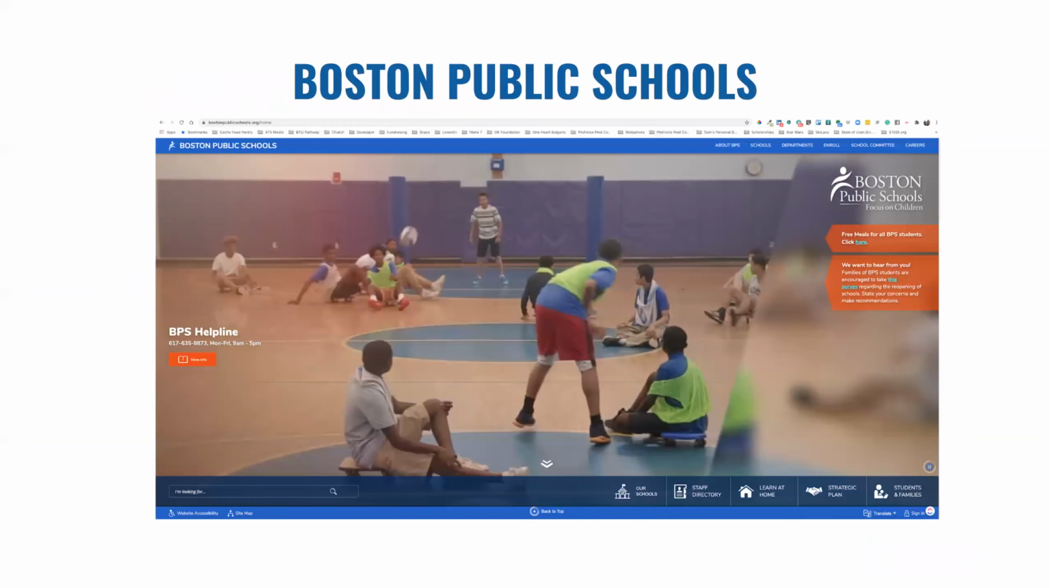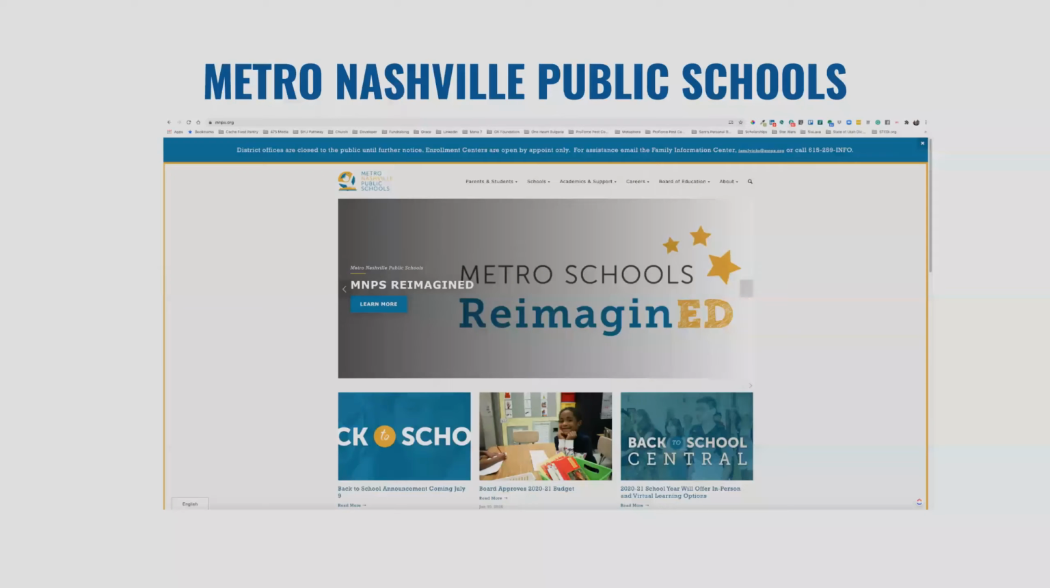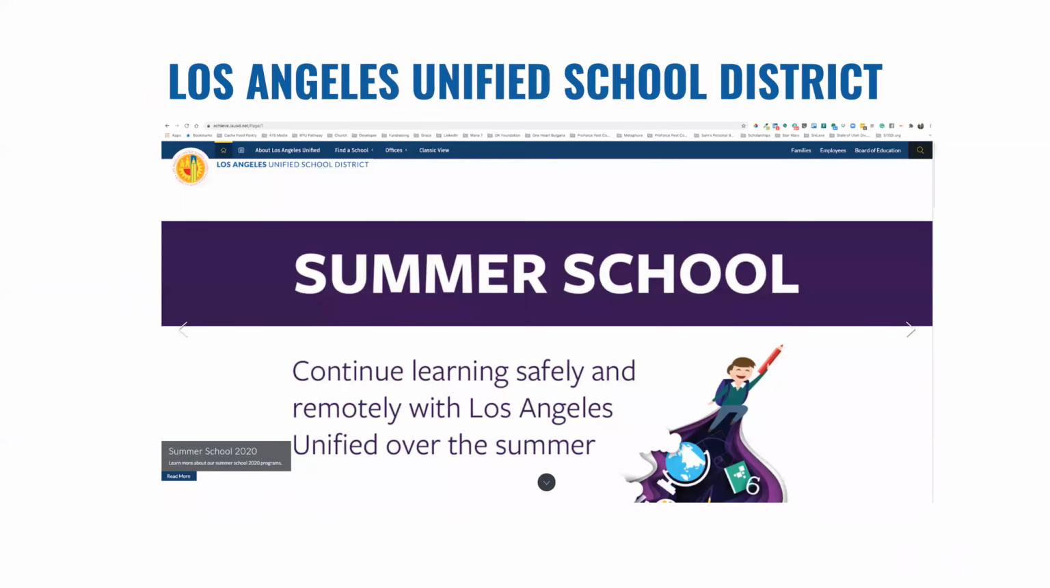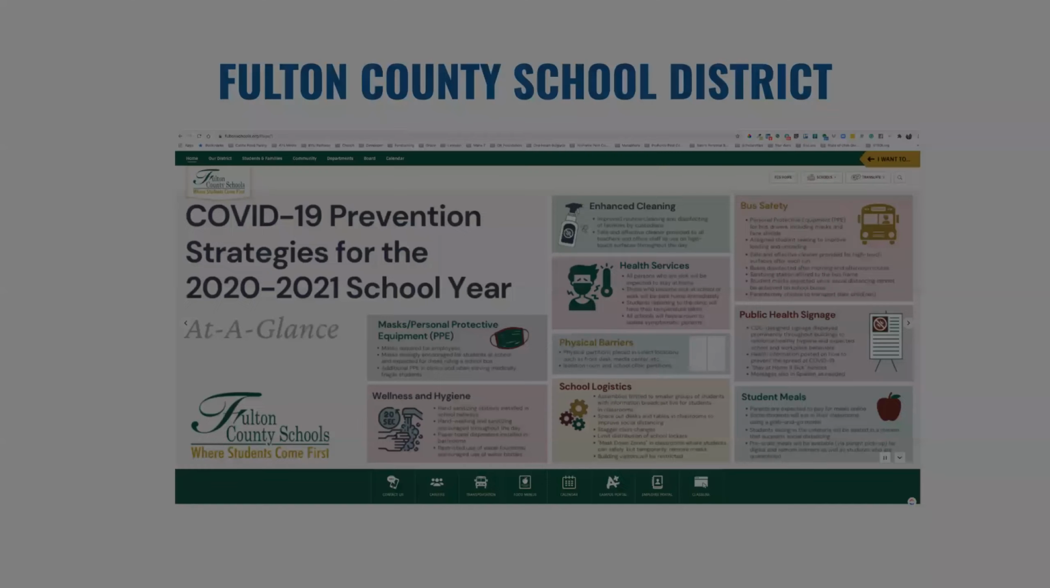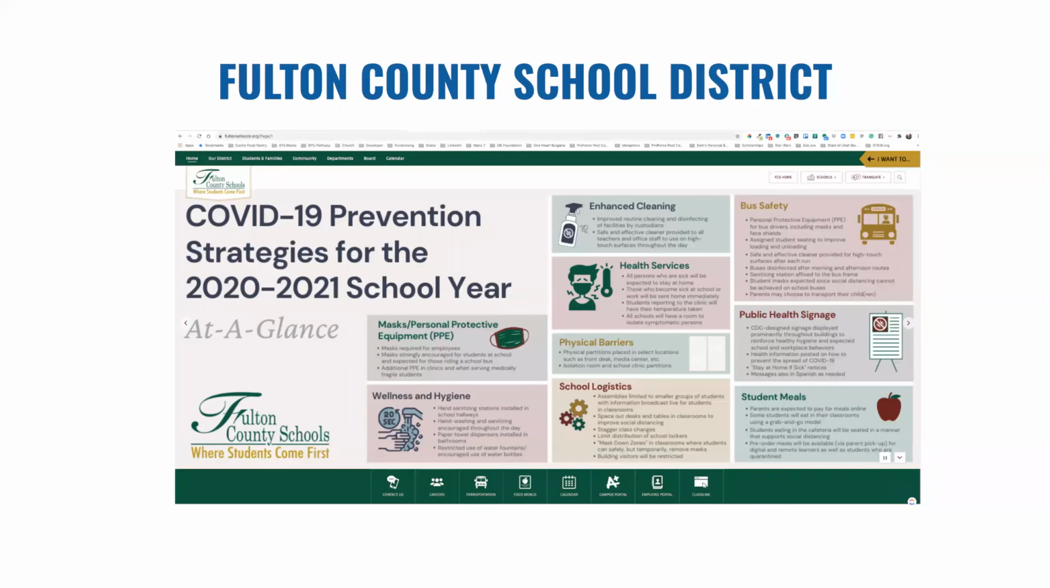So some examples, I'm actually not going to go to these pages, but some examples that do this really well. Boston Public Schools is one that you can look at. Metro Nashville Public Schools is another one that has a really good process they have. Los Angeles Unified is another one that's really good. And Fulton County, the last one.